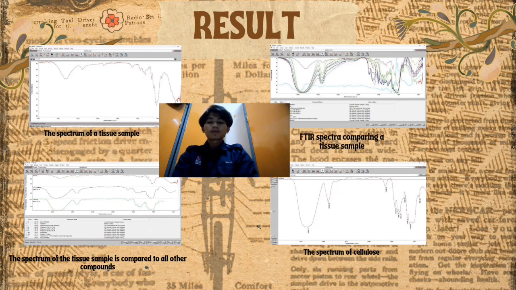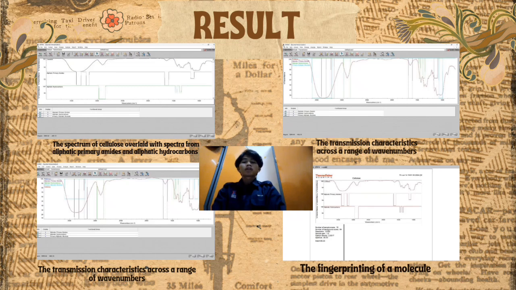The result of FTIR for tissue. First is the spectrum of a tissue sample. Second is FTIR spectra comparing a tissue sample. Third, the spectrum of the tissue sample is compared to all other compounds. Fourth is the spectrum of cellulose.